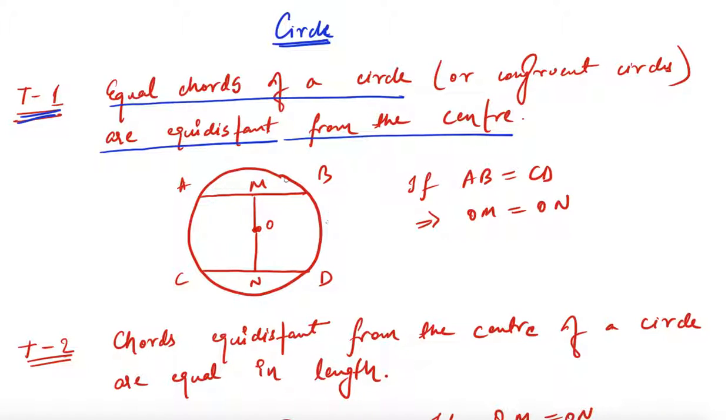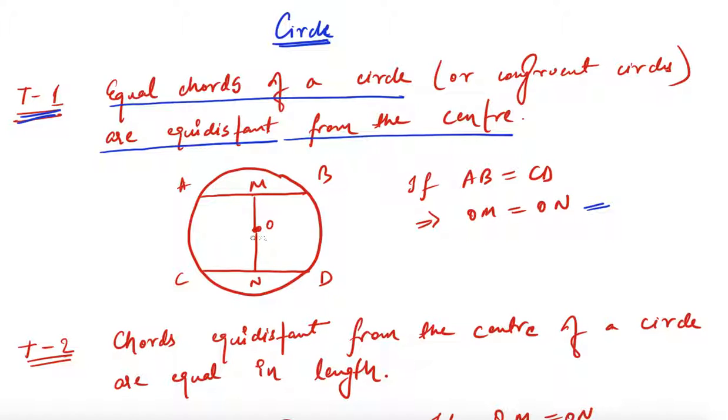Mathematically, suppose I have a circle, this O is the center, and I have two chords AB and CD which are at a distance of OM and ON from the center. If it is given that AB is equal to CD, that is both the chords have equal length, then this implies that OM is equal to ON, that is the distance of the chord AB from the center is the same as the distance of the chord CD from the center. Now let us see how to prove this.